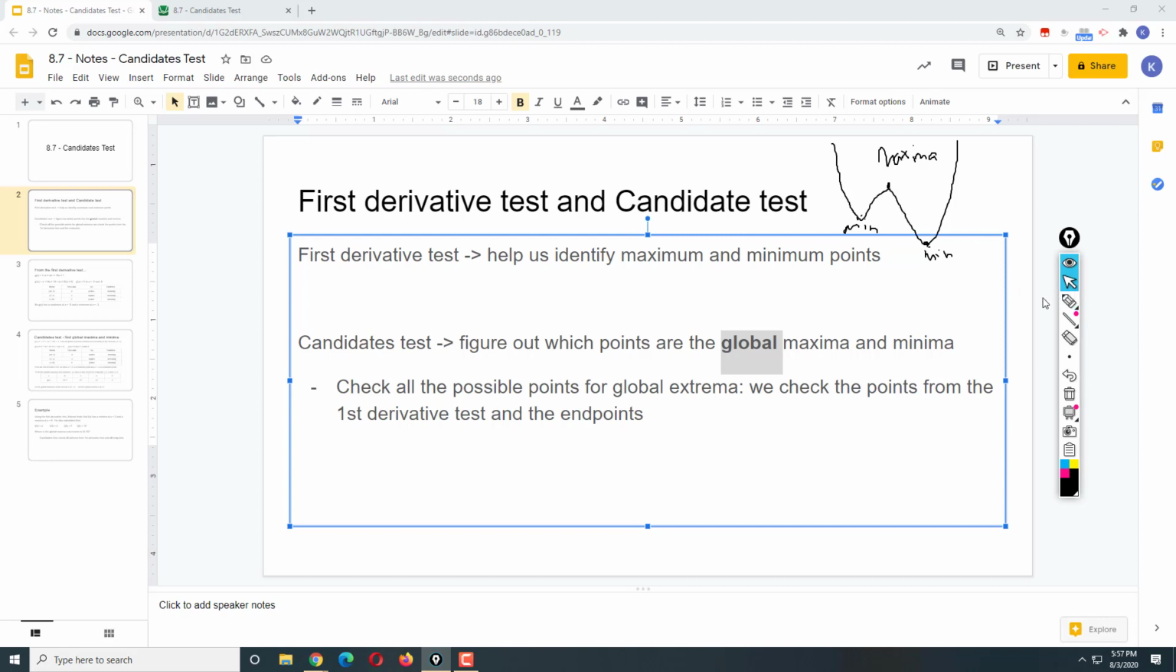The candidates test just says that to figure out which one is the global maxima, the highest point in our interval, or the global minima, the lowest point, we check the points from the first derivative test and the endpoints. So here's an example.